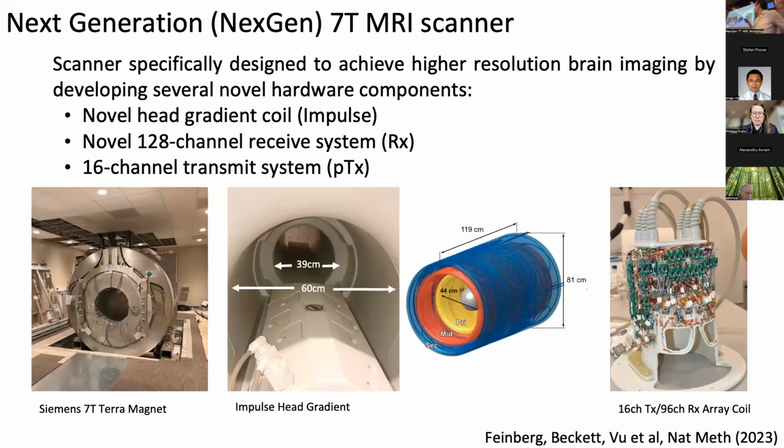So just to reiterate what David said, this is the NexGen 7T. It's a 7T MRI scanner specifically designed for high resolution MRI, specifically for EPI. It has a number of new hardware components, including the novel head gradient coil, a 120 channel receive system, and a 16 channel transmit system.